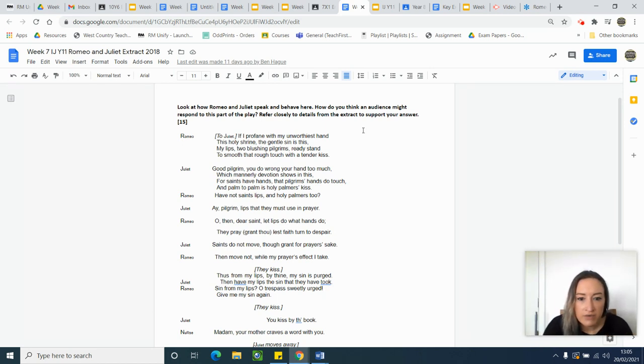So what can I take right from the beginning? The holy shrine, the gentle sin is this. And my lips, 2 blushing pilgrims. I would take how forward he's being. How right from the beginning he's talking about how a kiss can take away his sin and she's the one to absolve that sin. And straight away an audience would be sitting up, paying attention and thinking, well, these guys are really kind of being quite out there with each other.